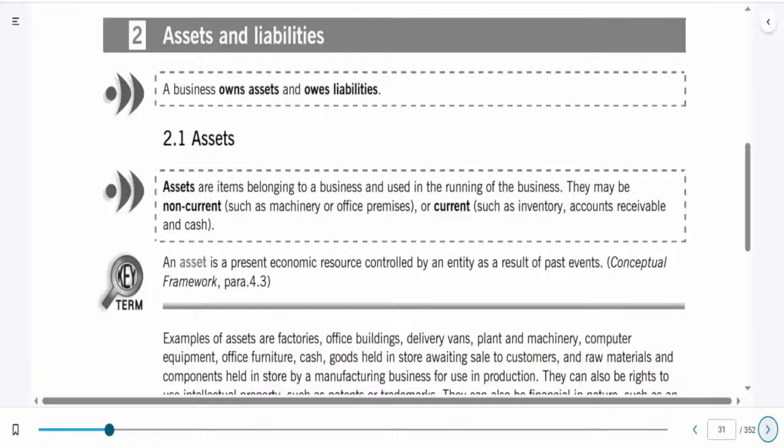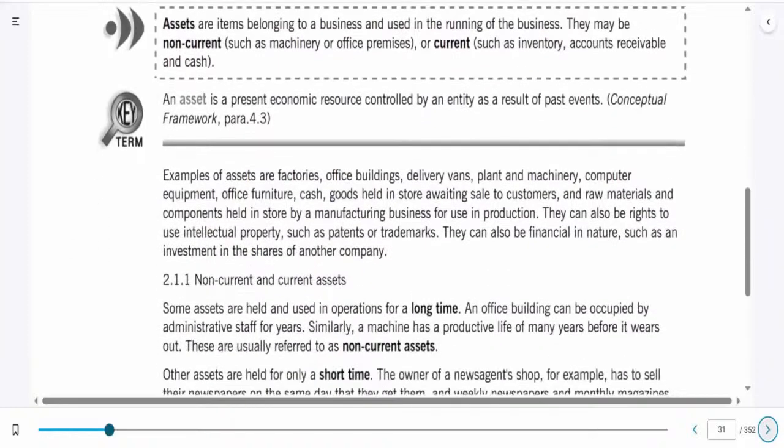2. Current assets. These are assets that the business will likely use up, sell, or turn into cash within a year. Current assets include inventory, goods that the business has in stock waiting to be sold to customers. Accounts receivable, money owed to the business by customers who bought on credit, meaning they'll pay later. Cash, money the business has on hand in the bank or ready to use.